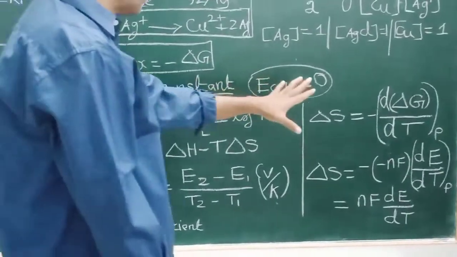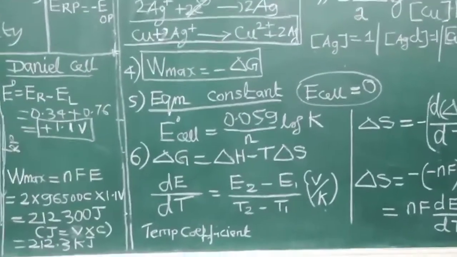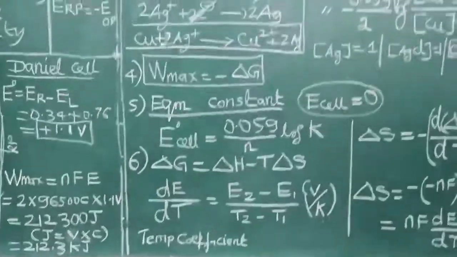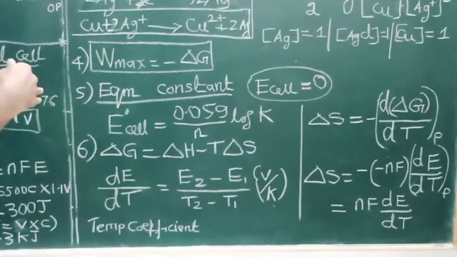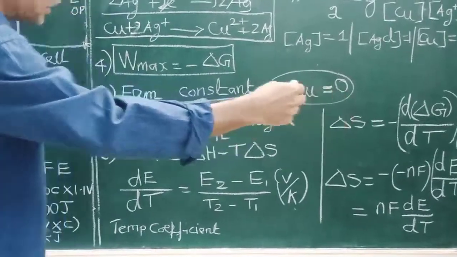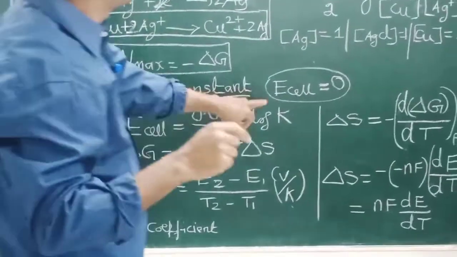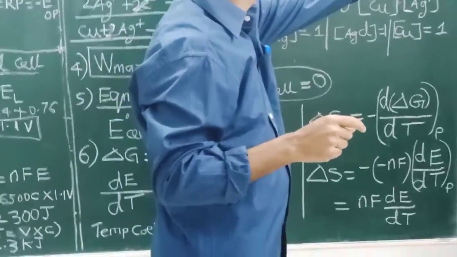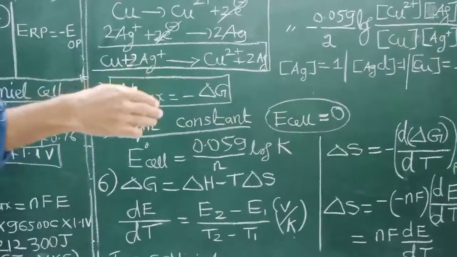Let us now discuss the equilibrium constant. The equilibrium constant is very important in chemical equilibrium. It gives the extent of the reaction, how much extent it goes in the forward direction. For example, if the K value is large, that means the product concentration is large. Therefore, the extent of reaction is in the forward direction.